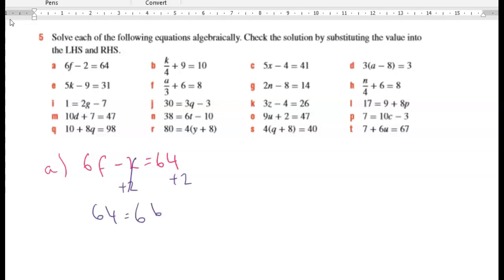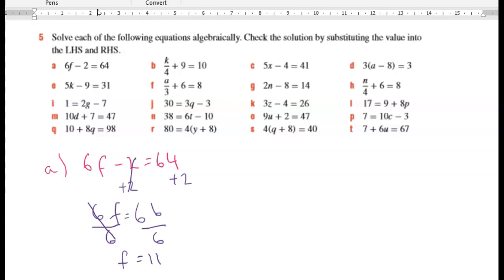Oops, I just realized I wrote 64. I think because when I was writing, I was actually looking to see what was coming next. Sorry, girls. That's supposed to be an F. So 6f equals 66. So this is 6 times f, so we need to divide by 6. And notice how I'm writing the division like this, because I find it a lot easier to show that we're just cancelling that out and we're left with f equals 11.